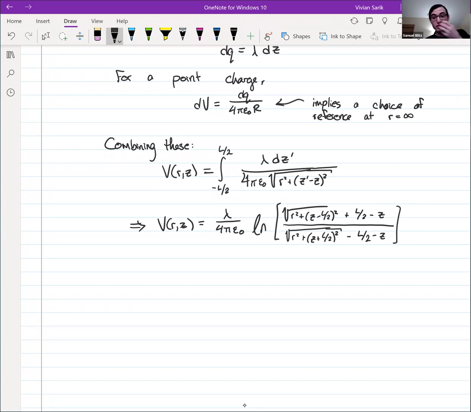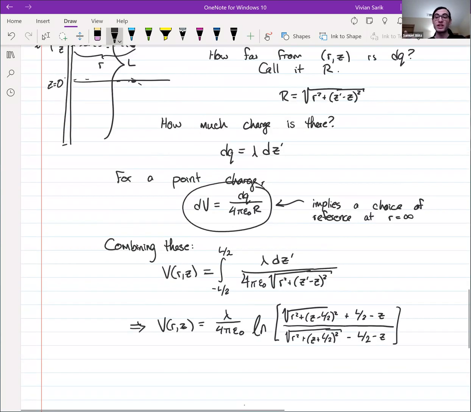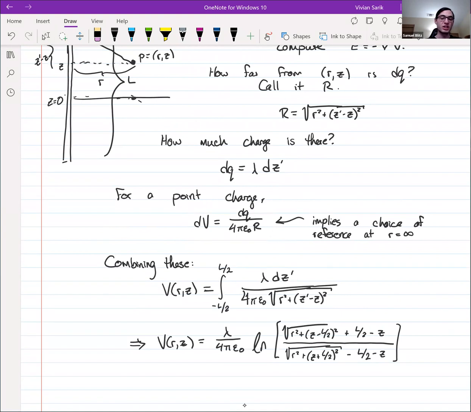So that's what the potential is. It's just this nasty, horrible function. It looks like it's hard, but at the end of the day, it wasn't that hard to set up. All we did was we wrote out what our infinitesimal potential was. We figured out what dq was. We figured out what r was, and then the integral is set up for us. Then we just write out what our integral is, and we plug everything in. The hard part then is actually doing the integral.